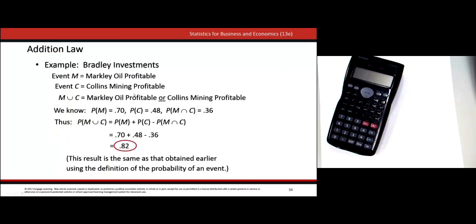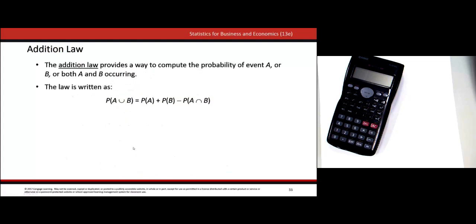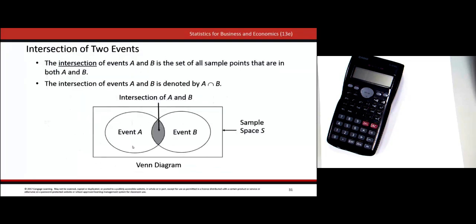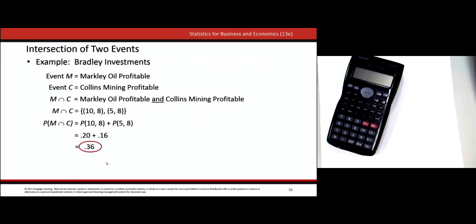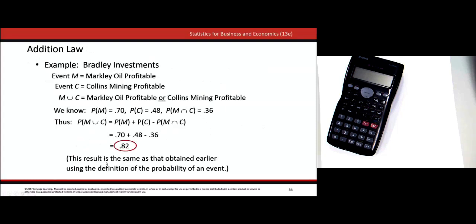And we can calculate the probability of M union C using the addition law, which is probability of M plus probability of C minus M intersect C. We get the same answer as M union C using the definition of an event. We get the same answer using the addition law.